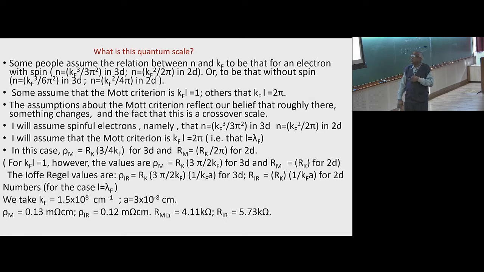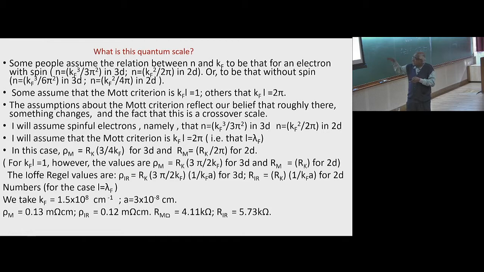And some people assume for the Mott criterion, the value KFL equal to 1. Some people assume the value KFL equal to 2 pi. And depending on the assumptions, quantum limits, quantum values, limiting values of the resistivity vary. I have listed various things here.